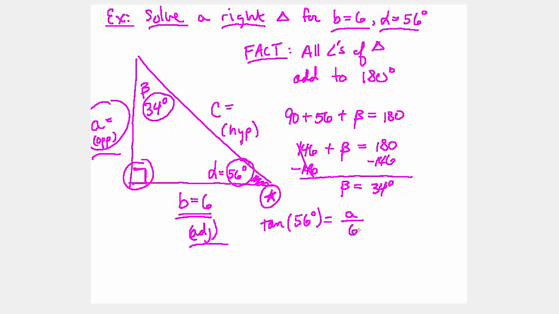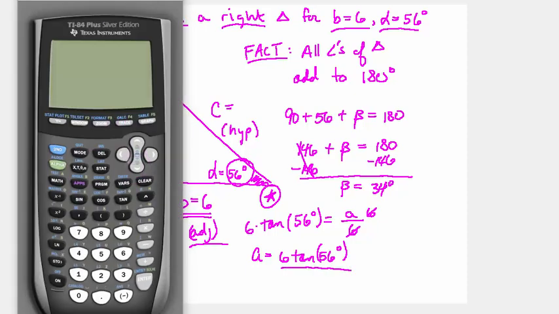This equation will allow us to find A simply by multiplying by 6 on both sides. So these 6's will cancel on the right side. And we're left with A equals 6 times the tangent of 56 degrees. And this is now a value that our calculator will handle for us. Let's pull out a TI-84 calculator and make sure that, first of all, we turn it on and make sure it's in degree mode, since that's what we're using.